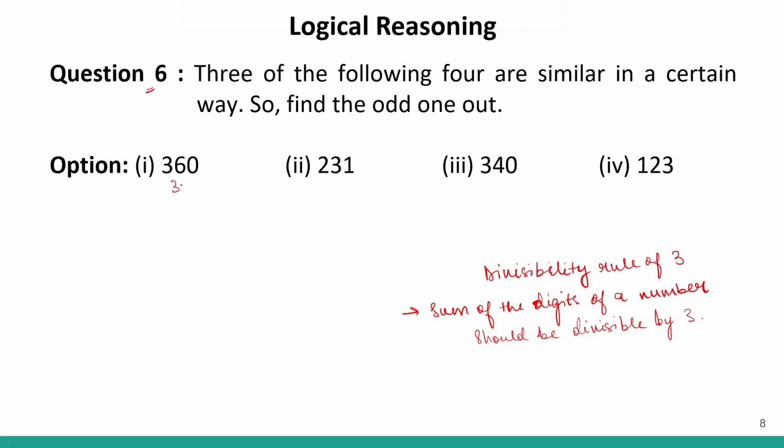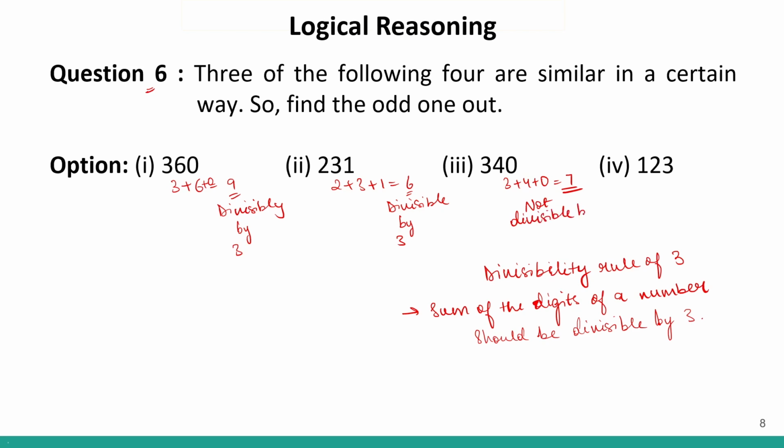So when I look over here, 3 plus 6 gives me 9. Okay, plus 0 also. So 3 plus 6 plus 0 gives me 9 and 9 is divisible by 3. Correct? 2 plus 3 plus 1 will give me 6 and 6 is also divisible by 3. Correct? 3 plus 4 plus 0 will give me 7. This is not divisible by 3. And when I look at 1 plus 2 plus 3, again this will be equal to 6. That means it is divisible by 3.